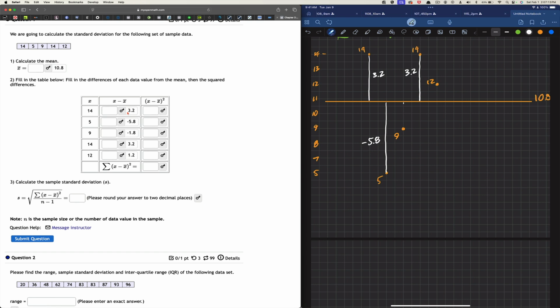But I keep the idea that I have numbers that are greater than 10.8, numbers that are less than 10.8. And then this last one is 12, and so that was 1.2. So now I've changed the values themselves into these differences from the mean, or these distances to the mean.